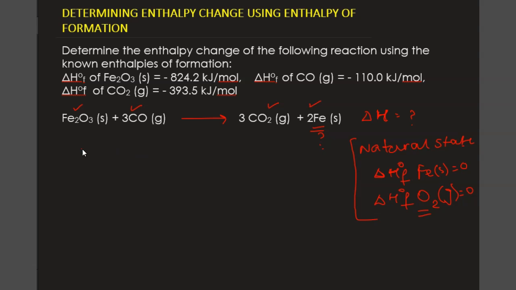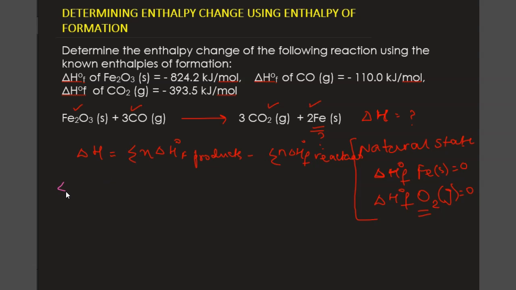Now, what is the formula for finding delta H using delta H naught F values? It's basically the sum total of number times delta H naught F of products, minus the sum total of number times delta H naught F of reactants. So what we need to find out is what this sign means: the sum total of the number times delta H naught F of products. So my products are carbon dioxide and iron.